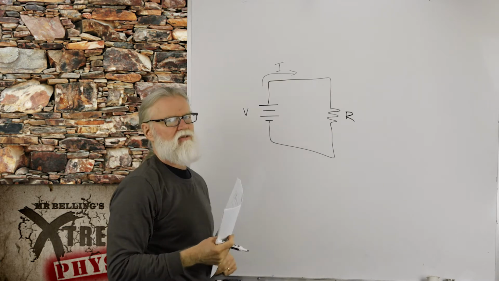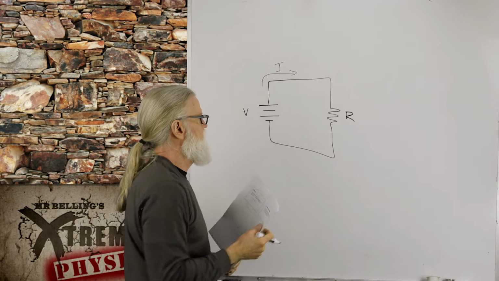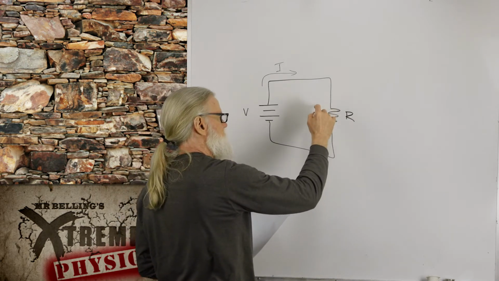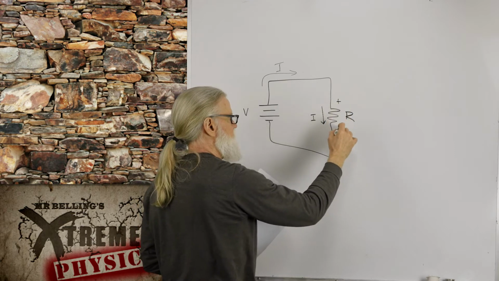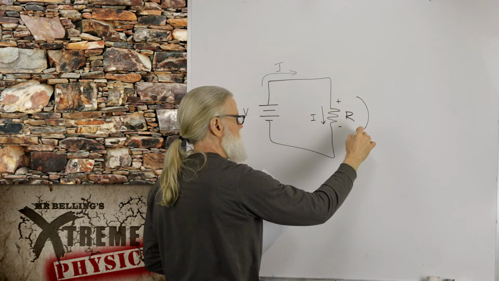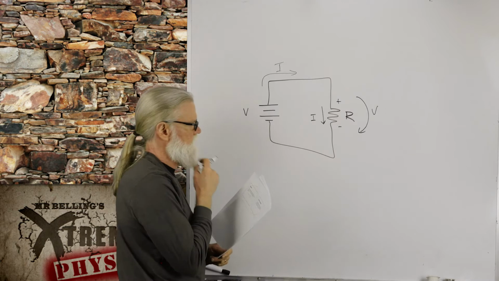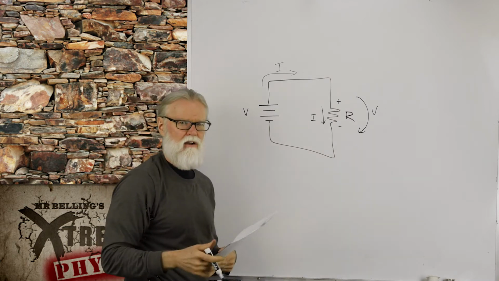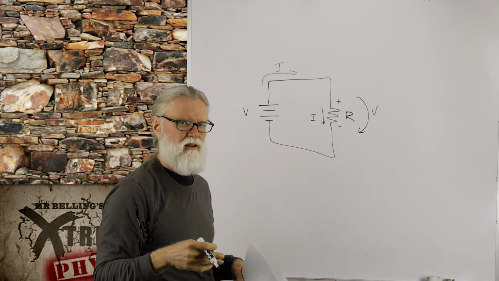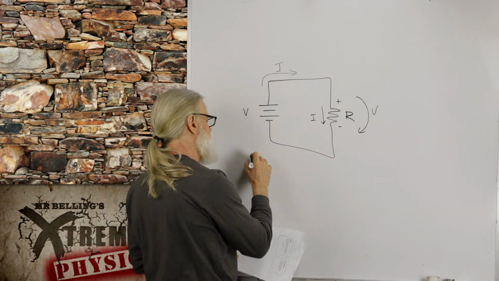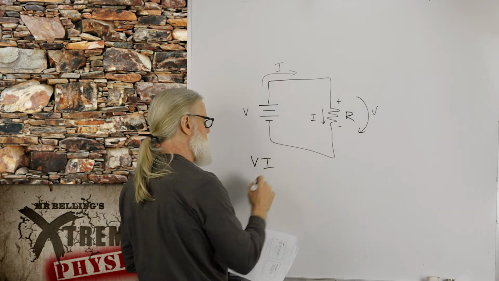I have a question for you. There is a current flowing through here, right? This I, and there's a potential difference like that. Could you figure out what you get if you multiply voltage times current? Could you figure that out? What is this? Voltage times current. You can figure that out.